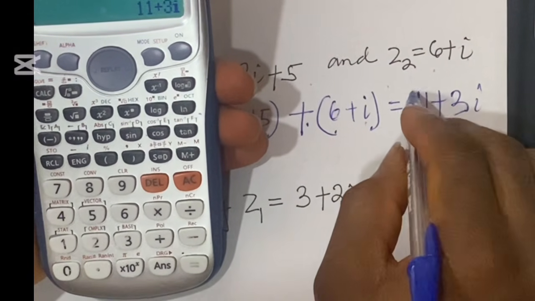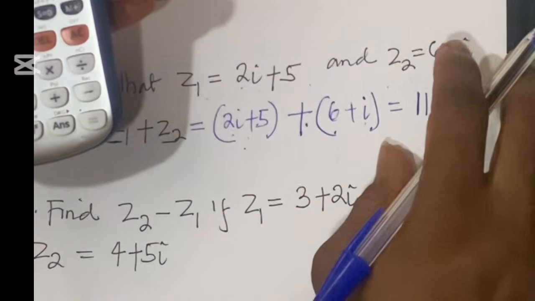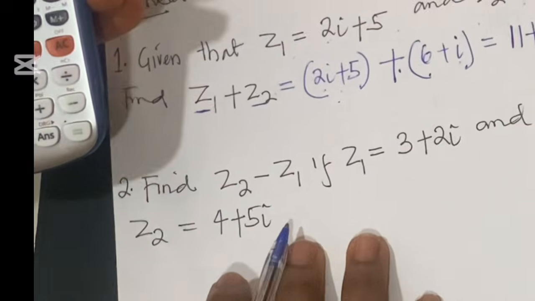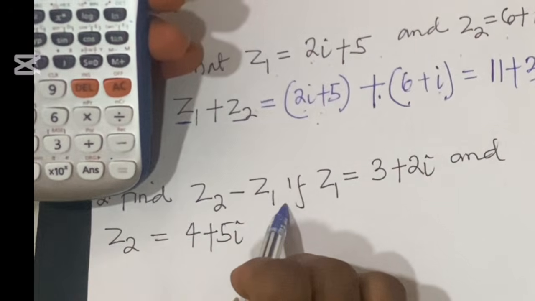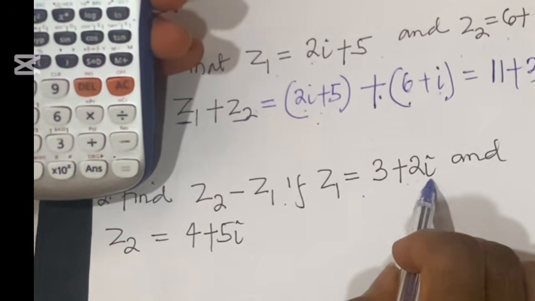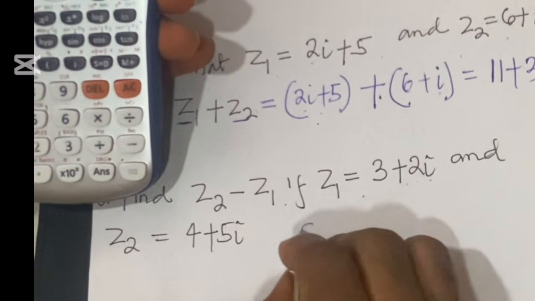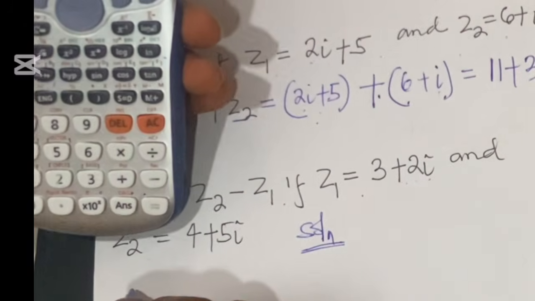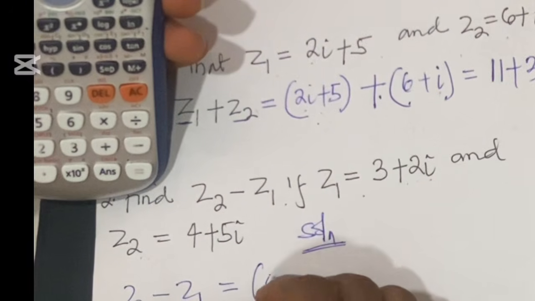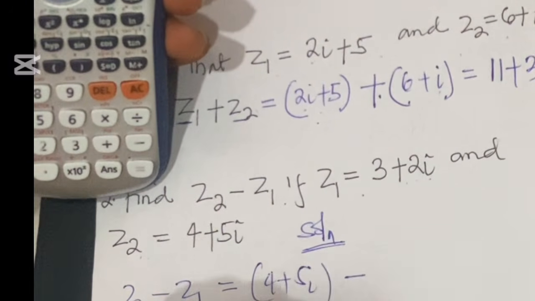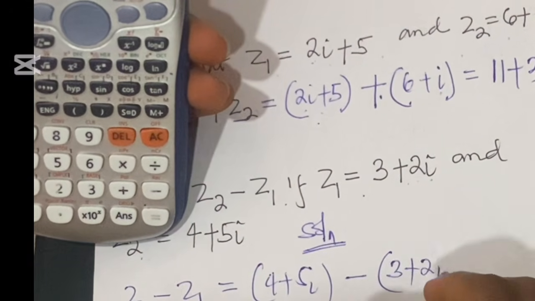So class, 11 is standing as our real part, 3 is standing as our imaginary part. Please take note. Let's solve the next one here, class. Question 2: we're asked to find z2 minus z1 if z1 is 3 plus 2i and z2 is 4 plus 5i. So the solution: z2 is 4 plus 5i minus z1, which is 3 plus 2i.